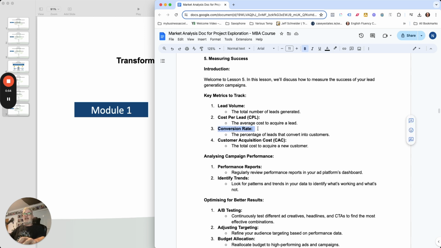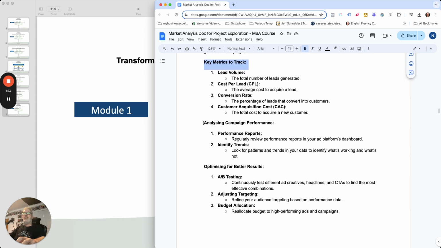We want to look at our conversion rate. So what percentage of the leads that we're generating are actually becoming clients or customers? And this is really important data. And the customer acquisition cost. So how much does it cost us to acquire a new customer based on the advertising, the campaigns that we're running and the resources that we're investing in client acquisition? So these are really key metrics. And again, we'll be paying very careful attention to these.